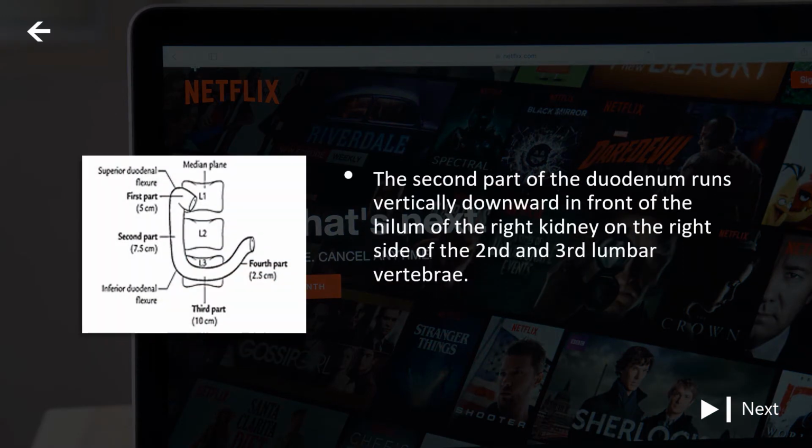The second part of the duodenum runs vertically downward in front of the hilum of the right kidney, on the right side of the second and third lumbar vertebrae. About halfway down its medial border, the bile duct and the main pancreatic duct pierce the duodenal wall. They unite to form the ampulla that opens in the summit of the major duodenal papilla. The accessory pancreatic duct, if present, opens into the duodenum a little higher up on the minor duodenal papilla.